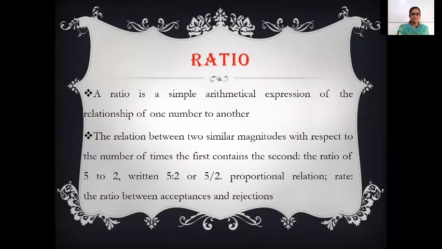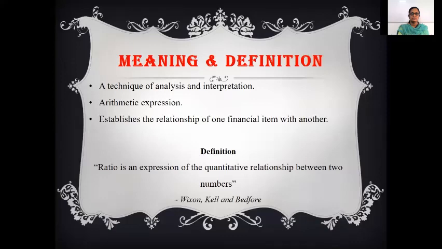So a ratio of 5 to 2 is written as 5:2 or 5/2. It is the proportional relation. So it is nothing but a simple arithmetic expression. So we will see the meaning and definition.